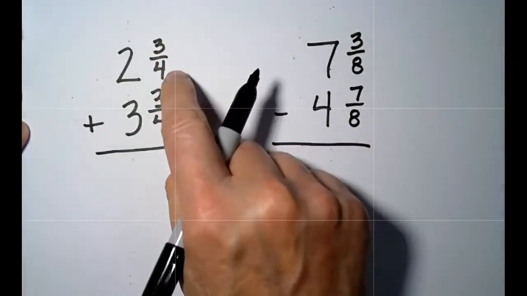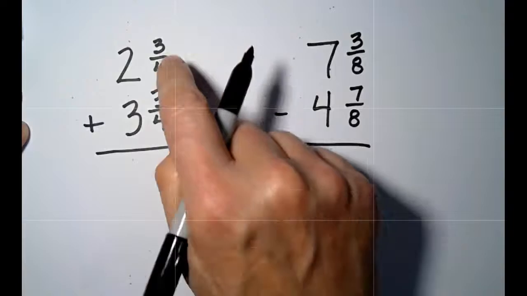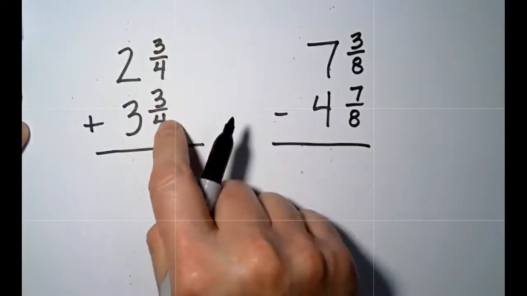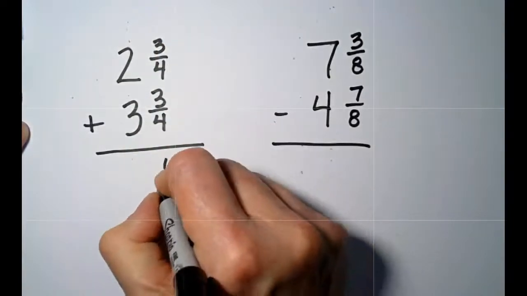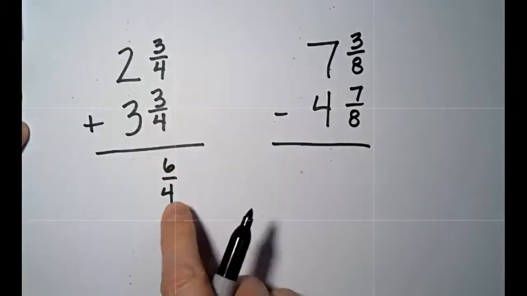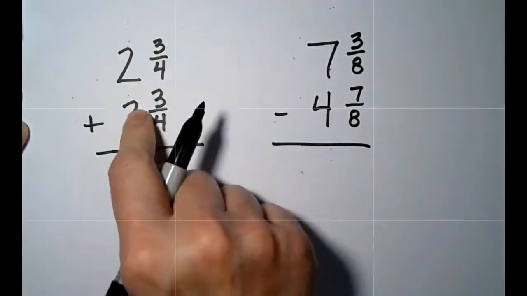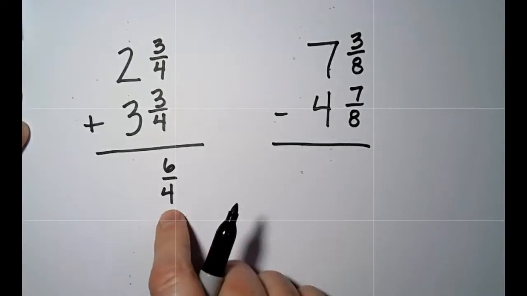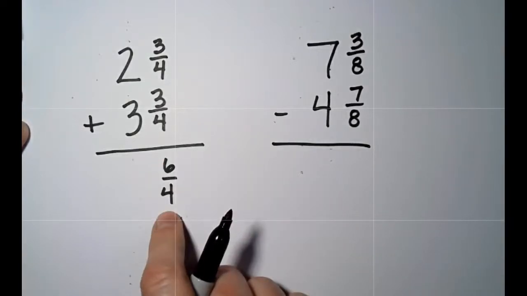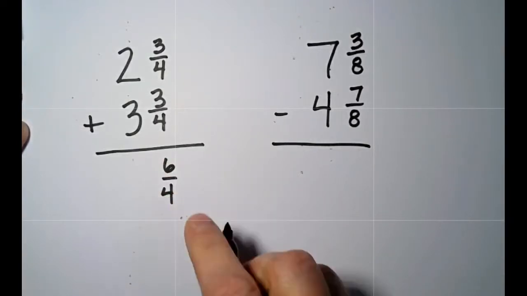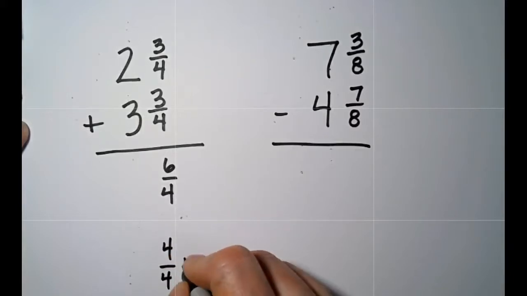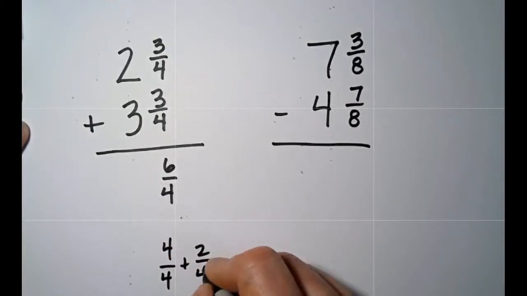So here I have 2 3/4 plus 2 3/4. I'm going to add my fourths, and I'm going to get 6/4. Now what I did last time was I just left that alone, and then I added the whole numbers. I'll show you a little bit different way you can do this if you want to. Right now I recognize that 6/4 is the same as 4/4 plus 2/4.